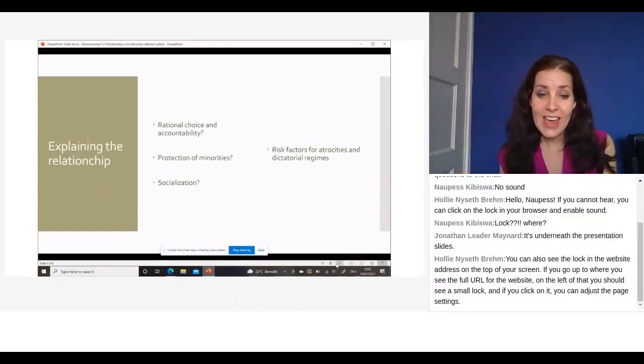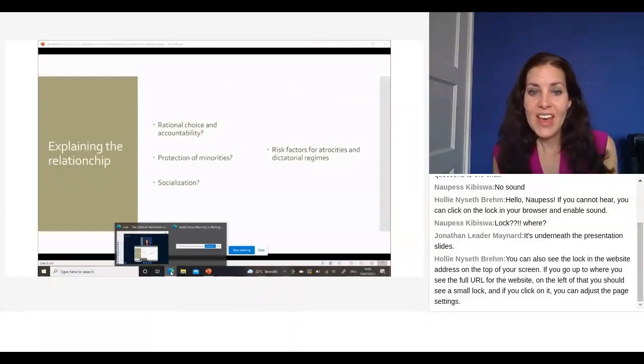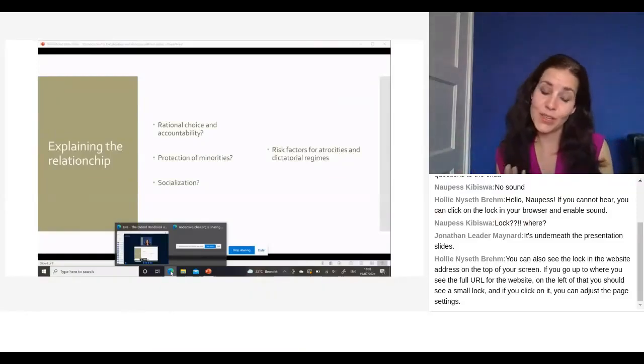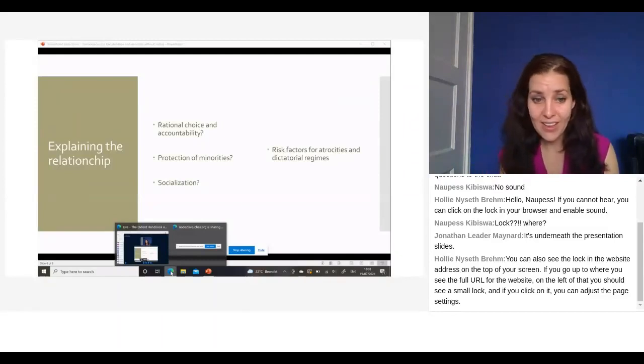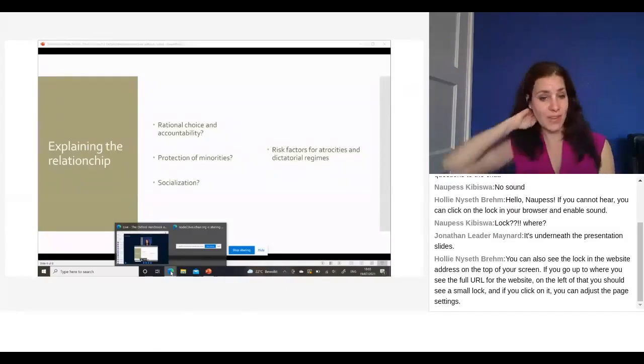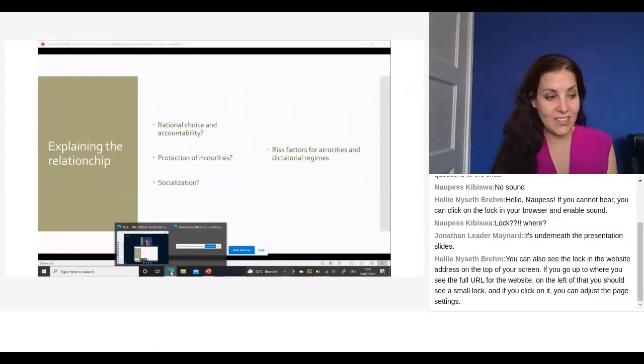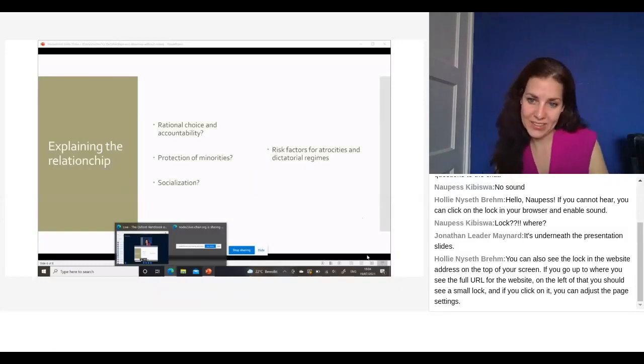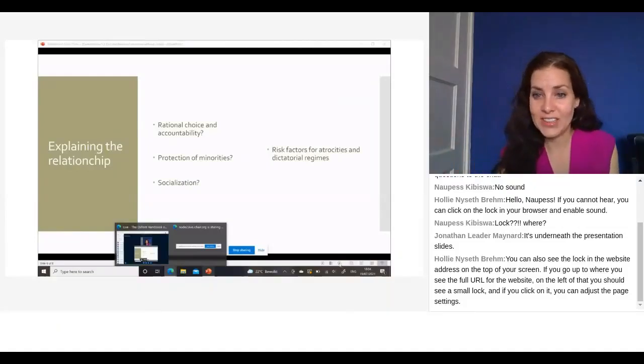When this relationship is explained, a lot of scholars rely on the idea of a rational choice component, in the sense that the accountability mechanisms in democratic regimes are such that the costs of not upholding human rights standards and of perpetrating mass atrocities make them less likely to engage in them. But also the protection of minorities in democratic states has been mentioned, as well as socialization of the elites in particular values. Now, I said I wanted to take this debate one step further, and in doing so, I think it's important to look at the risk factors for atrocities that we all know as genocide scholars.